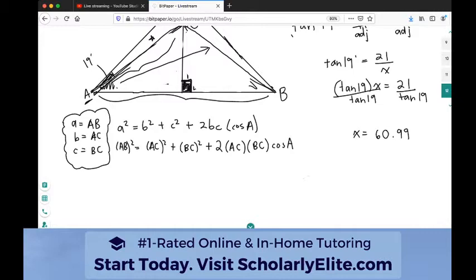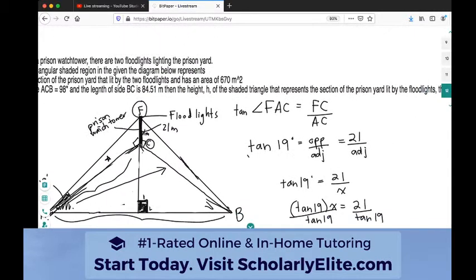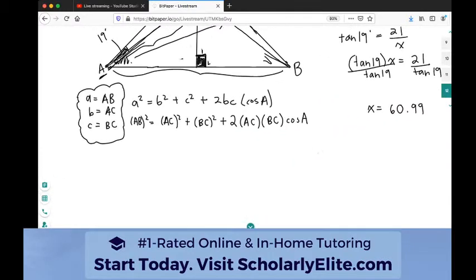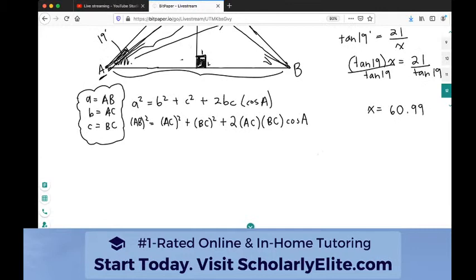Yeah, actually we were told that in the question. Angle ACB is 98. It's just hidden here. Okay, so we can go ahead and plug everything in. So again, I would write down all the information that I know.